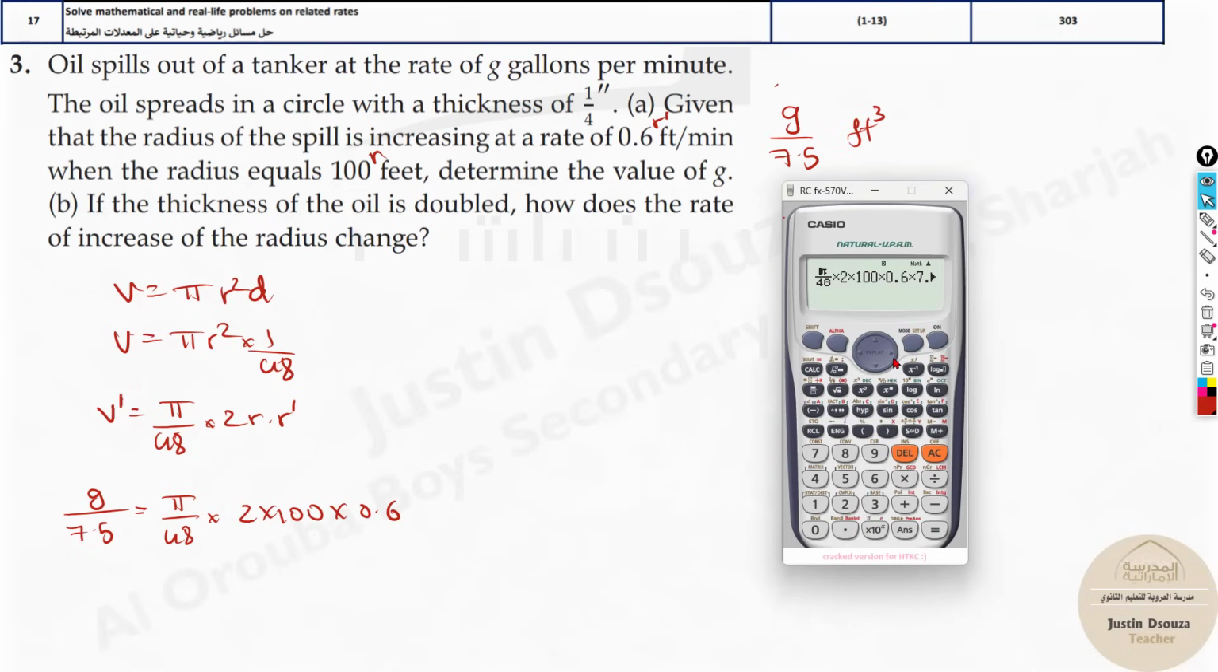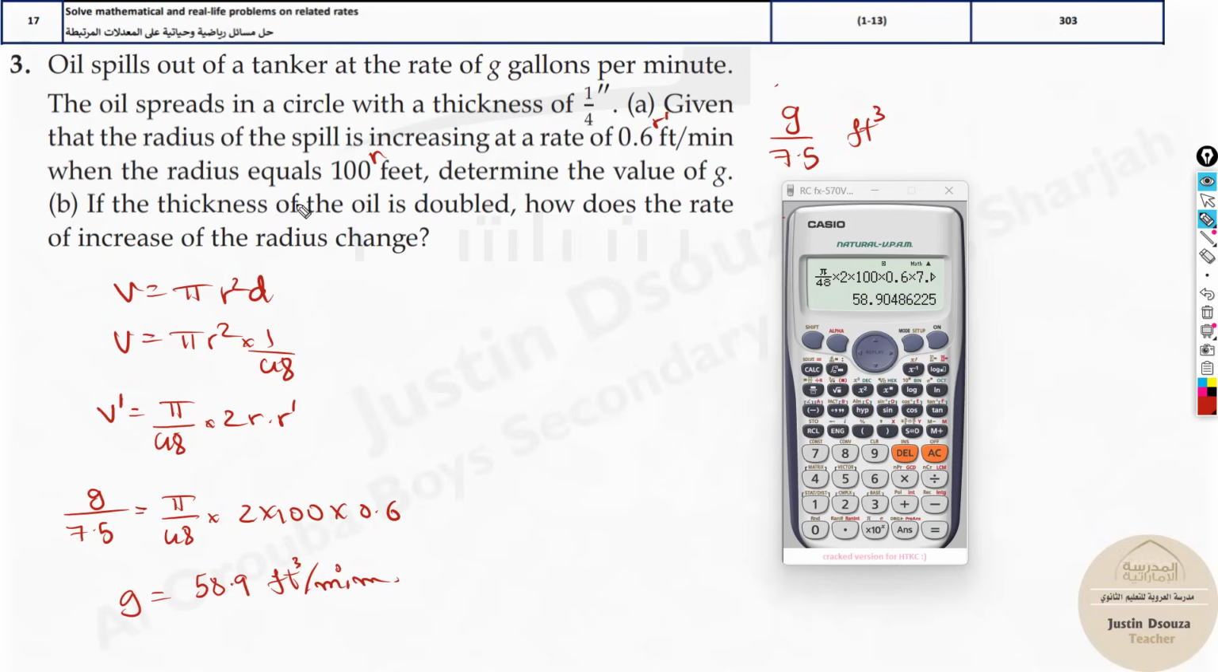It's pi by 48 times 2 times 100 times 0.6. And don't forget that 7.5 from the other side. And the answer is 58.9. This is in terms of feet cube per minute. So all you need to write is G in terms of feet cube we are finding now. Determine the value of G. G is equal to 58.9 feet cube per minute. That's the answer, the option for question A.